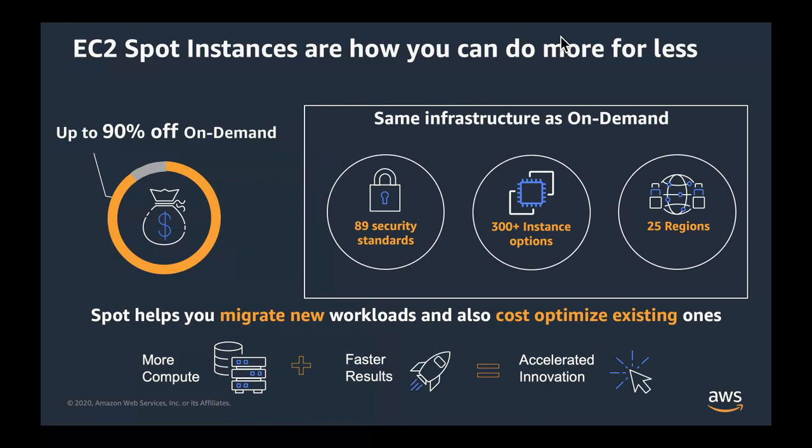Let's get started. EC2 Spot is one of the 4 ways of purchasing compute on AWS, the other 3 being on-demand, reserved instances, and savings plan. Spot is the most inexpensive and flexible way to access EC2 instances.